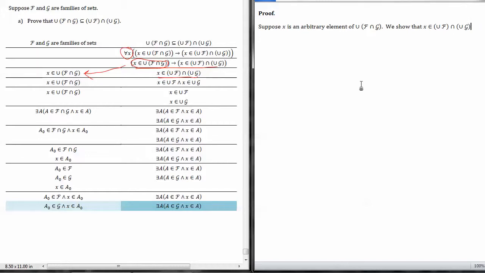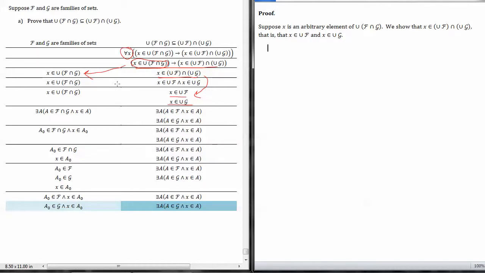Okay. And it looks like the next thing that happens is we split that up into a conjunction and then into two separate statements. So maybe we should just mention that those are our actual two goals going forwards. I'll say that is that x is in the union of f, and put a little space there, and x is in the union of g. Okay, so those are our goals.